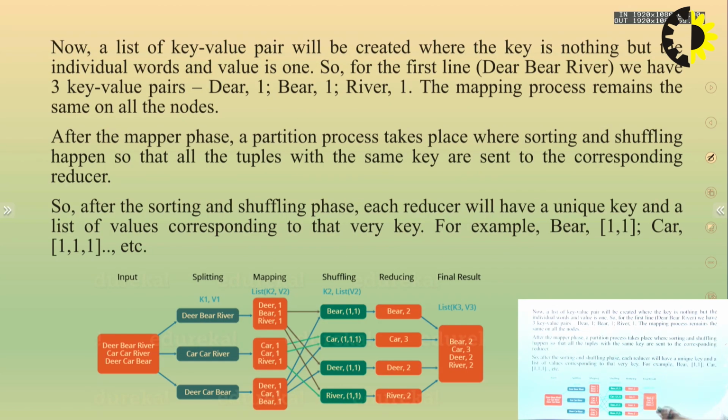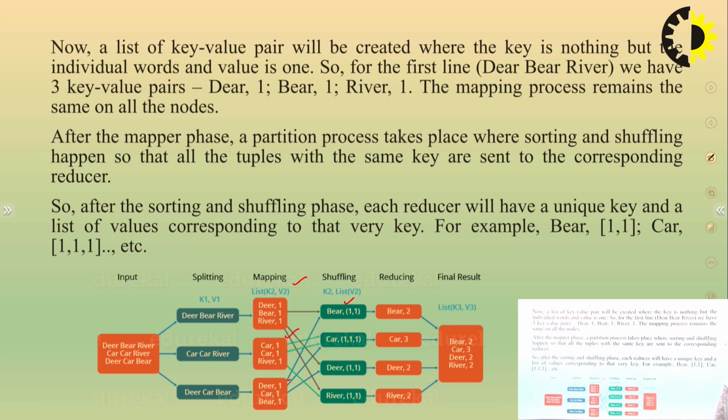Now the next one, this is the discussion what we have discussed in the previous slide. Again I told you or summarize it. A list of key value pair will be created where the key is nothing but the individual words and value is 1. So the first line we have 3 key value pair. As I told you, 3 key value pair.